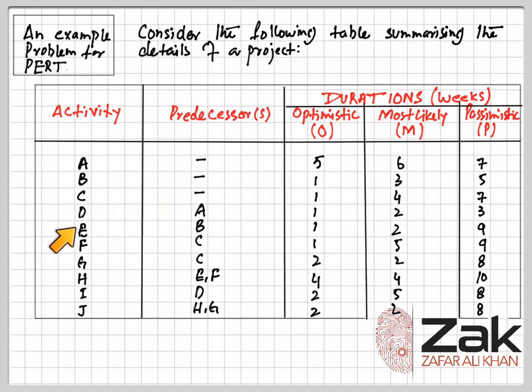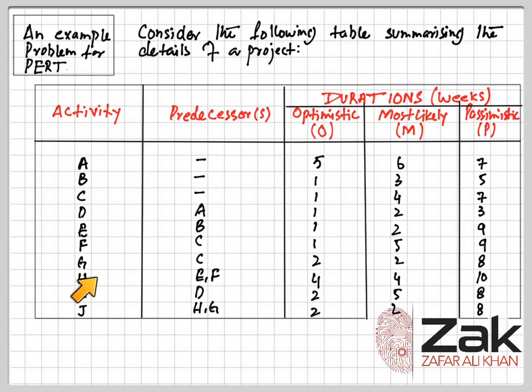Similarly, to start E, we have to have B completed first, and for F, we have to have C completed. So once C is completed, then F starts. Similarly, after the completion of C, G also starts. So F and G will simultaneously be starting from C. So C is the predecessor for both F and G. Whereas for H, E and F have to be completed first. So activity H cannot be started until activities E and F are completed.